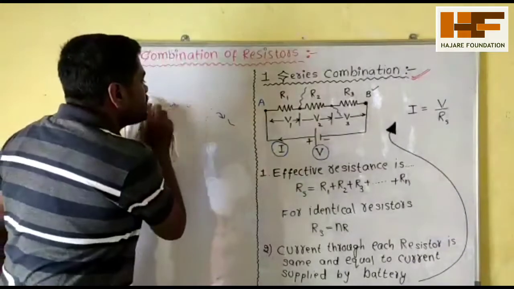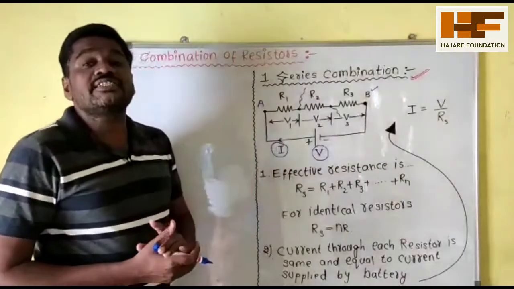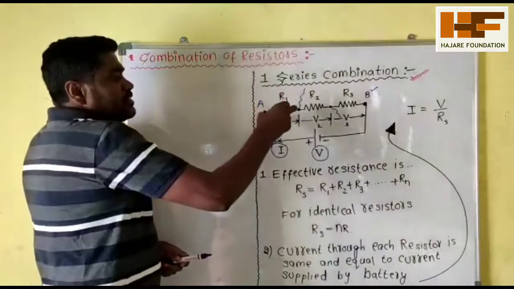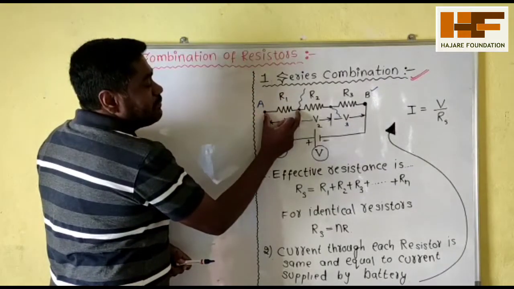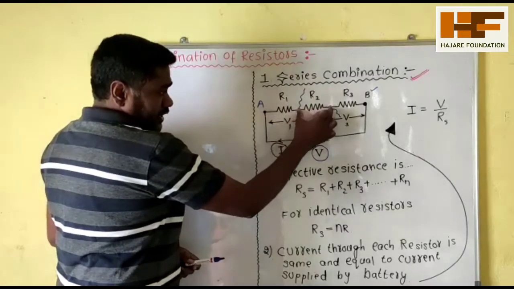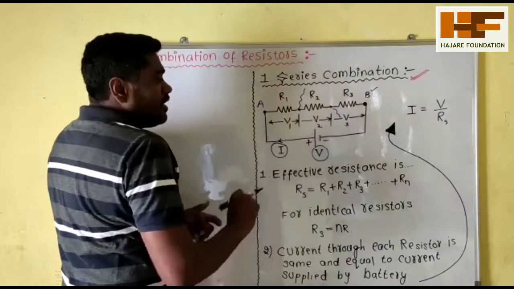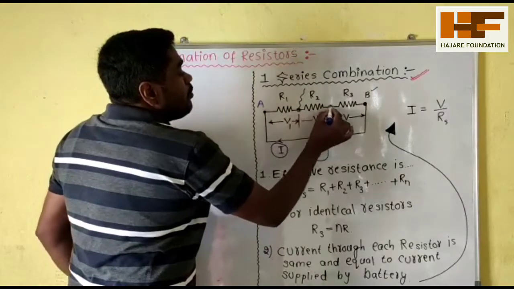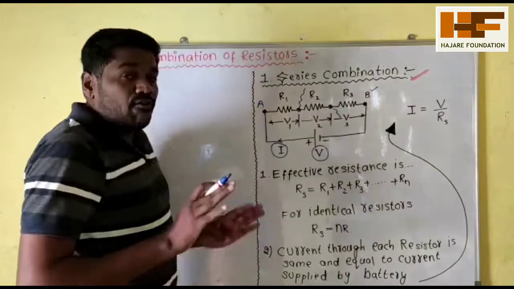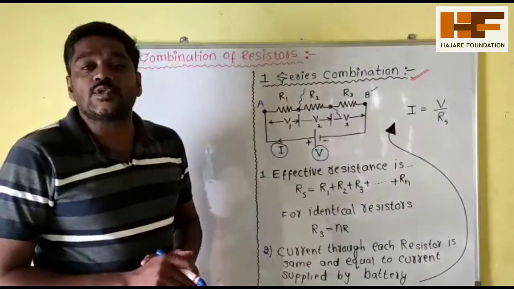Now, the current is the same, but the voltage is not the same. Why? Because voltage depends upon the connection points. The first resistor is connected between A and this point, the second resistor between these two points, and the third resistor between these points. Each of these points is different, so the four points are completely different. That's why the potential difference is also different.